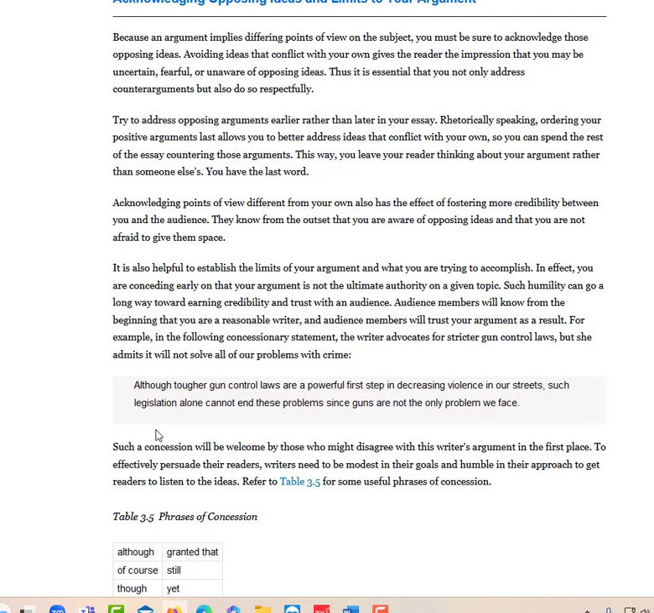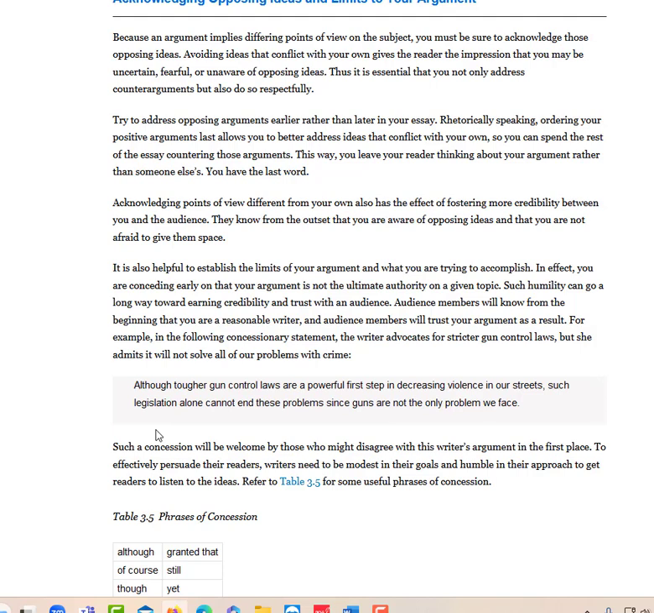Rhetorically speaking, ordering your positive arguments last allows you to better address ideas that conflict with your own, so you can spend the rest of the essay countering those arguments. This way, you leave your reader thinking about your argument rather than someone else's. You have the last word.